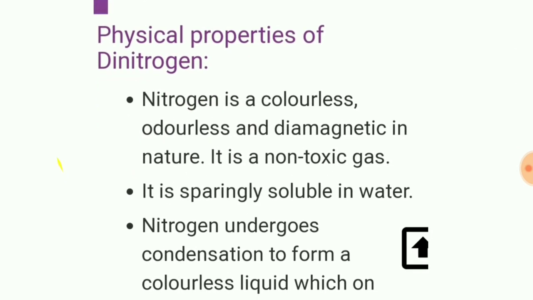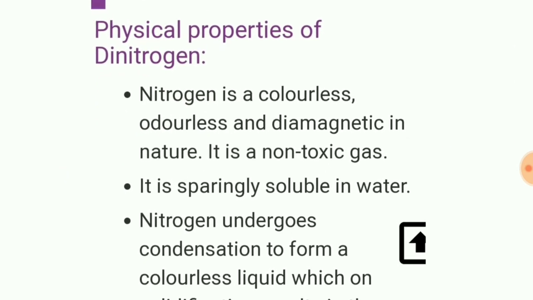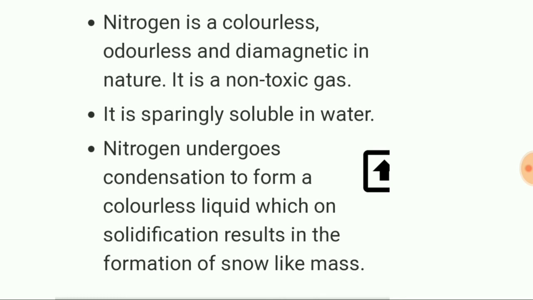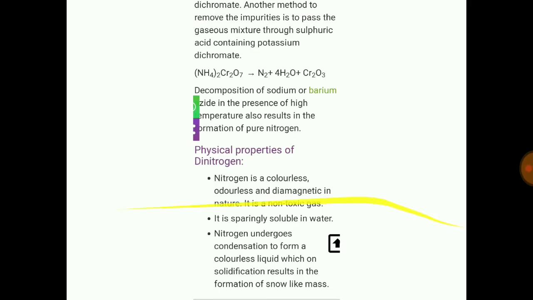Physical properties of dinitrogen. As we know, air is colorless, so it contains nitrogen, which is also colorless, odorless, and diamagnetic in nature. It is a non-toxic gas and sparingly soluble in water. Nitrogen condenses to form a colorless liquid, which on freezing results in snow-like masses.